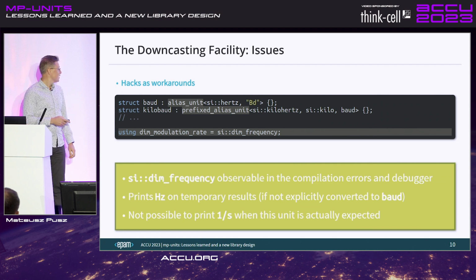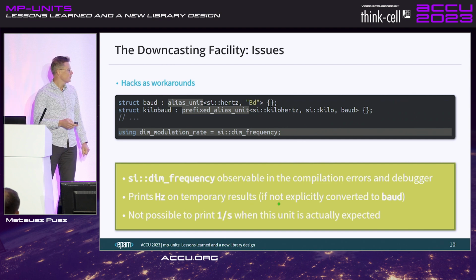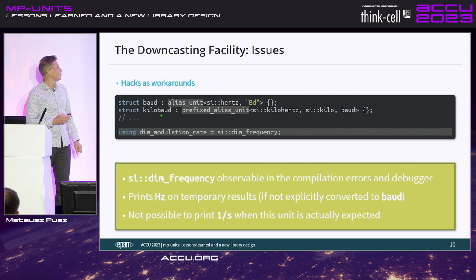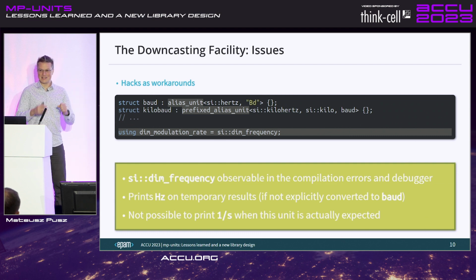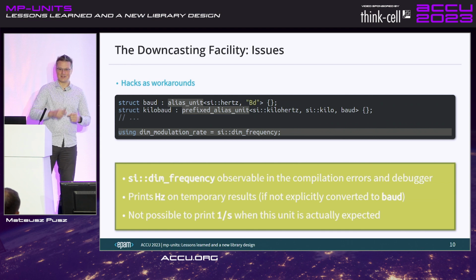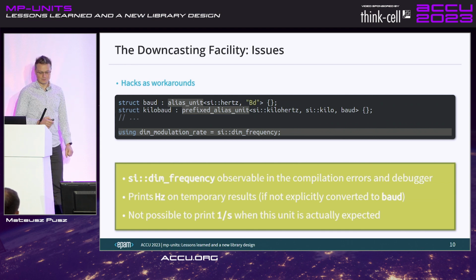For many. Also, no matter if I'm using modulation rate or frequency, I get hertz in the temporary results, if not explicitly converted to baud here, because this was the one that was generated by the framework automatically. And also, as it turned out, when I wanted to measure number of cars per second on the highway, I was not able to see 1 per second at all because it was always hertz. Because the library said, I see 1 per second, it has to be hertz because this is what I know, right?